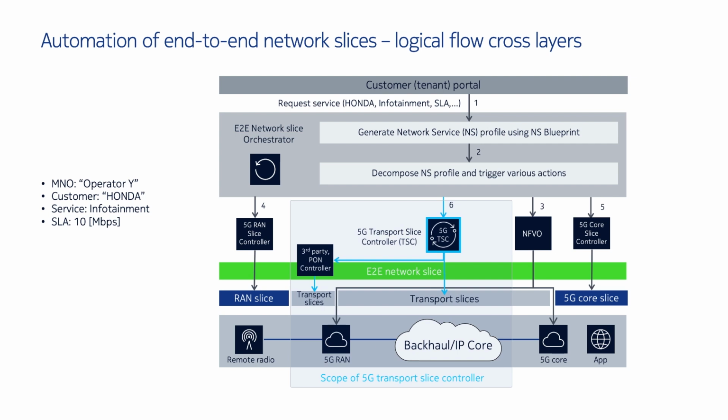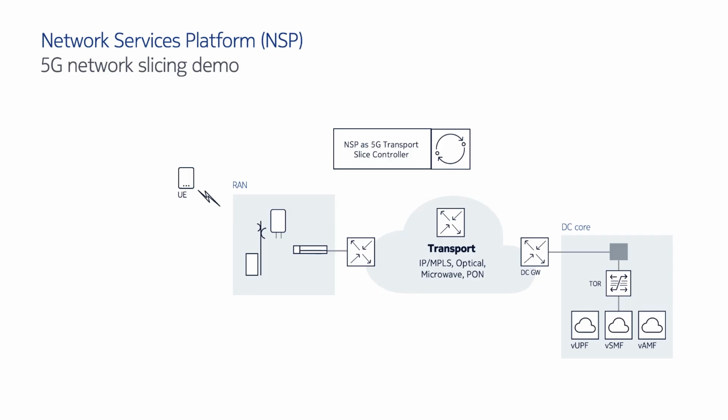The role of carrier SDN solution from Nokia is to control the transfer slice as is shown in this picture. Interface 4 and 5 are defined in 3GPP, and interface 6 is not defined in any SDOs yet, and Nokia is working towards making that one a standard as well.